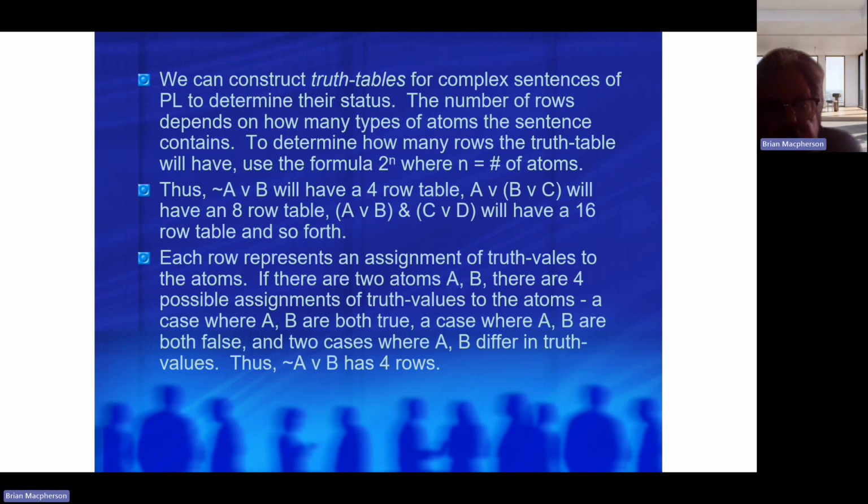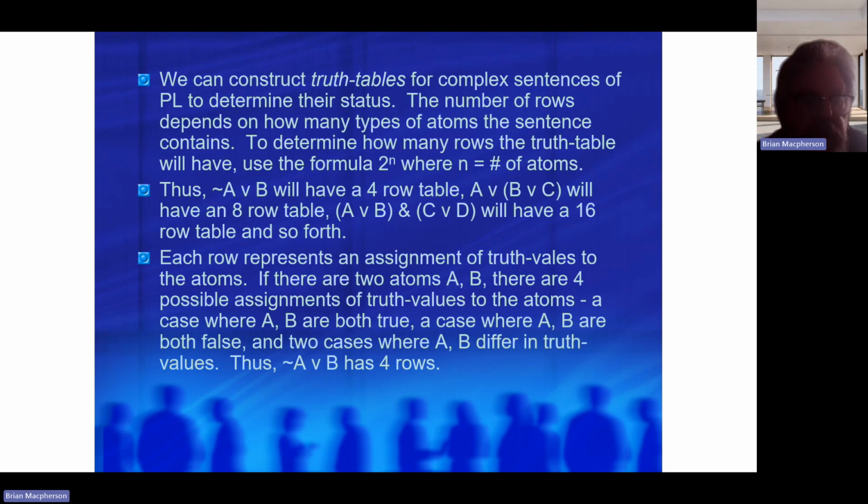A or B or C, as you can see, has 3 atoms. So its truth table will have 2 to the 3, or 8 rows. We see that A or B and C or D has a 16-row table. Why? Because you have 4 atoms, A, B, C, and D, and 2 to the 4 is 16. So the number of rows of the truth table for a complex sentence depends on the number of atomic expressions it contains. An atomic expression is any expression that itself doesn't contain any truth functional connectives. Each row of the truth table represents an assignment of truth values to the atoms.